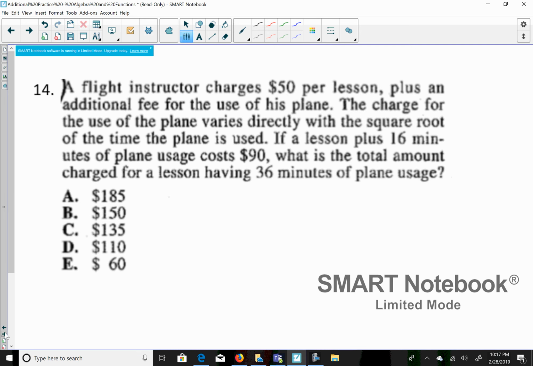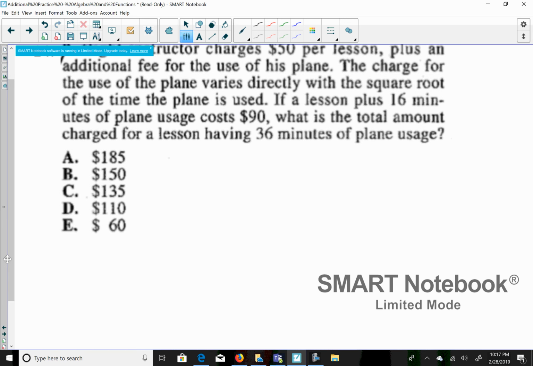14. A flight instructor charges $50 per lesson plus an additional fee for the use of his plane. The charge for the use of his plane varies directly with the square root of the time the plane is used. So I'm going to write that down first, what I have so far. When I get charged, I'm paying $50 plus the charge for the use of the plane, which varies directly. So there's going to be that K with the square root of the time the plane is used. We'll use T for the time the plane is used.